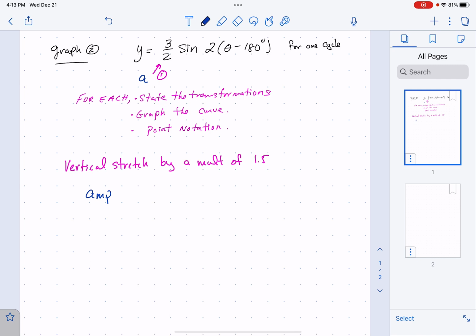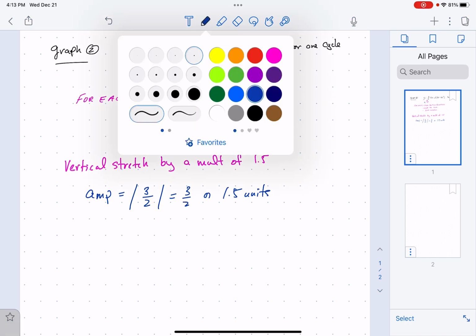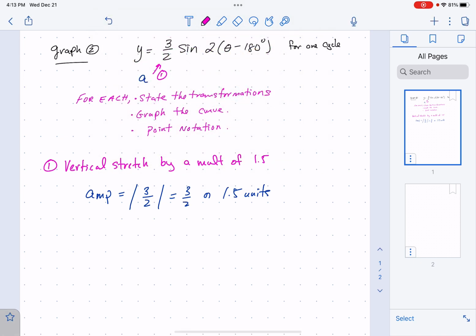And so your amplitude is going to be given by the absolute value of 3/2 or 1.5 units. So that means that this curve is going to go up 1.5 from its horizontal and down 1.5 from its horizontal. But the transformation itself is a vertical stretch, and it's a vertical stretch from the original base curve of sine theta.